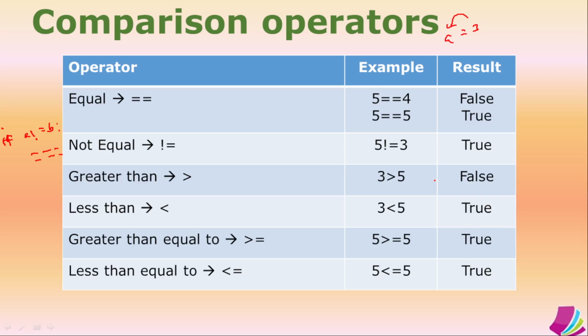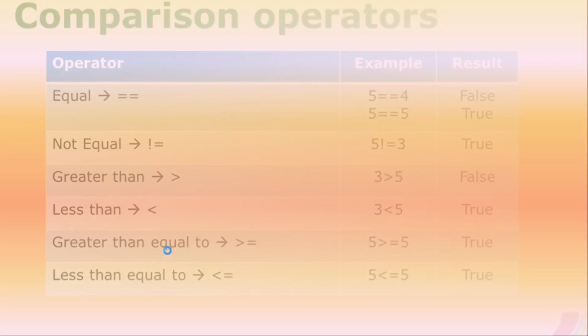Then we have greater than, you are aware of that. 3 greater than 5, it is not greater, so the answer will be false. So you will get a logical answer, either true or false. Then you have the less than symbol, 3 less than 5, that is true, so you get true. Greater than or equal to, yes, it is true, since both the terms are equal. Less than or equal to, again, since both the terms are equal, you will get true. So these are some of the comparison operators.